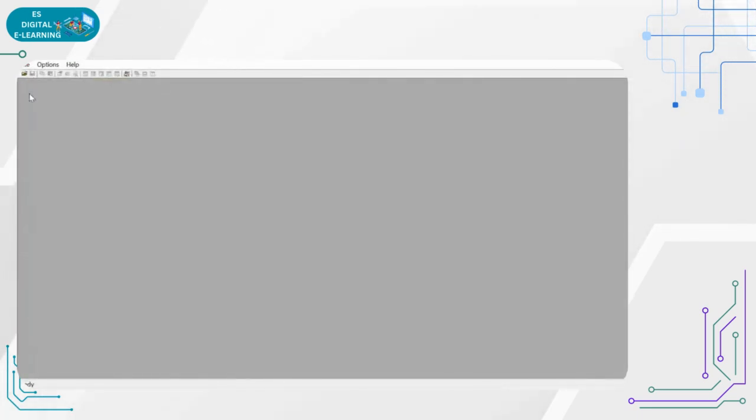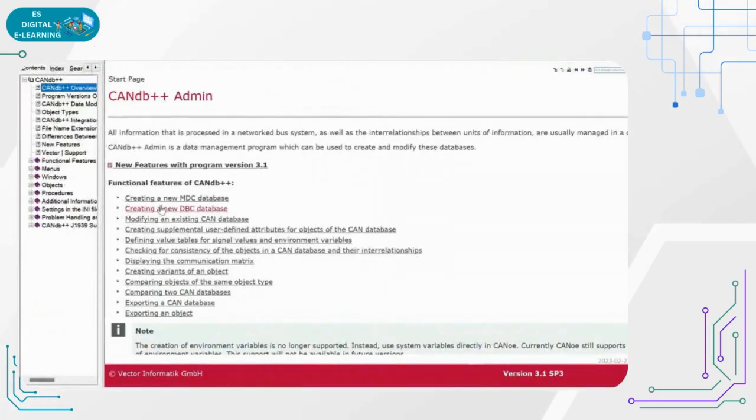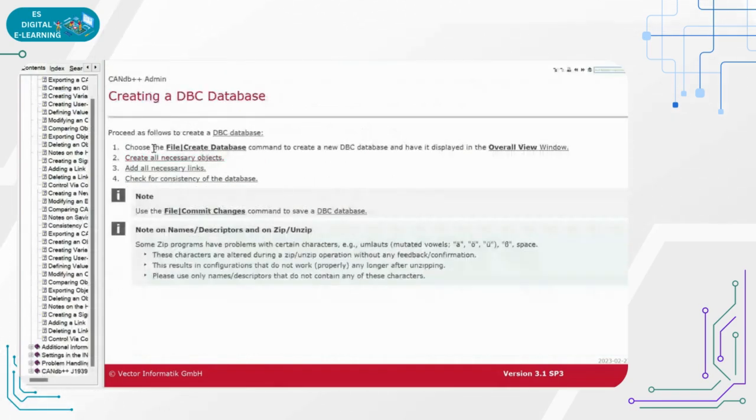Once you open it, you will get the File, Option, and Help menus. Help explains how to create variables, or how to create any signals or messages that you need to access. So I need to create a new DBC file. So choose File and create the database, the command to create a new one. So just click it.